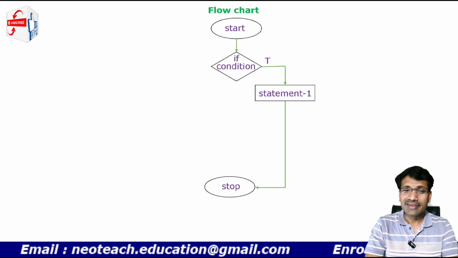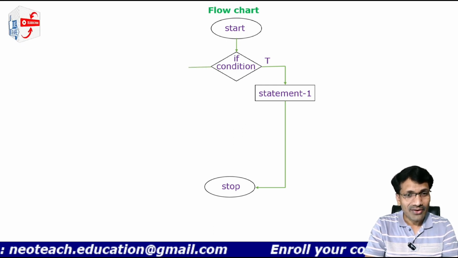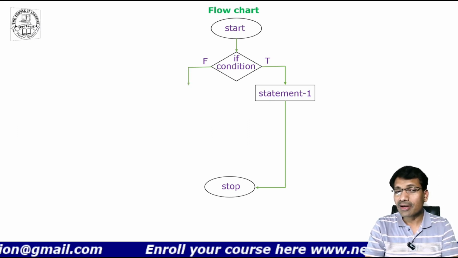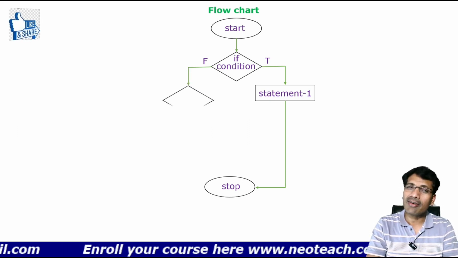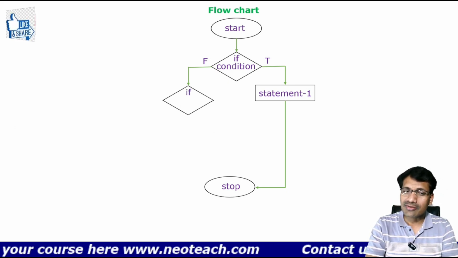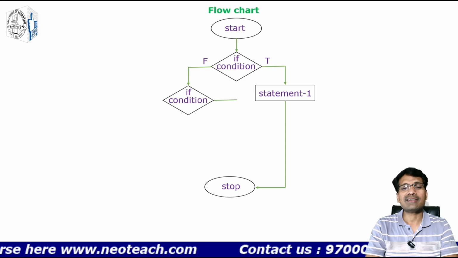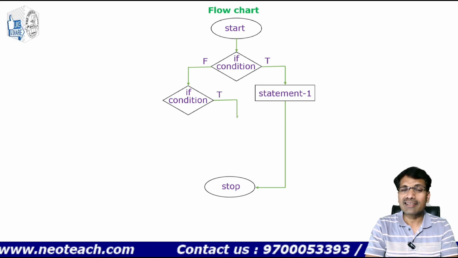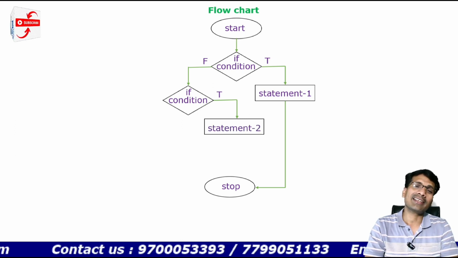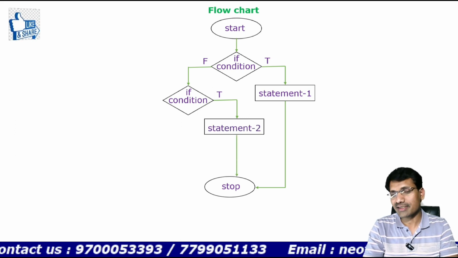If this condition is not true, that means the condition is false, what will happen? We have one more else part here. In that else part we have another condition. Here also the same scenario: first we need to check the condition. If the condition is true, then the corresponding statement, statement 2, is going to execute and directly stop the program. So this is another way.